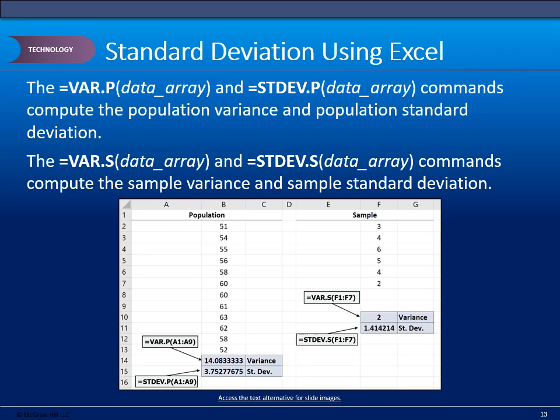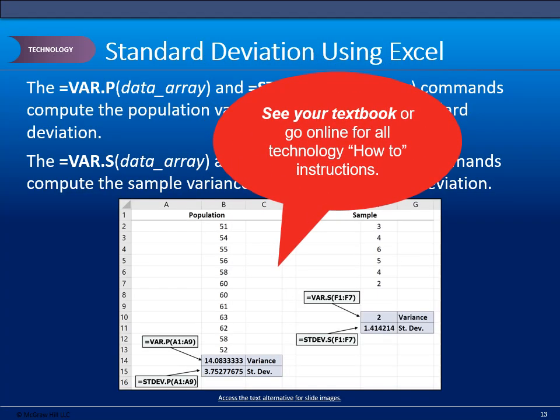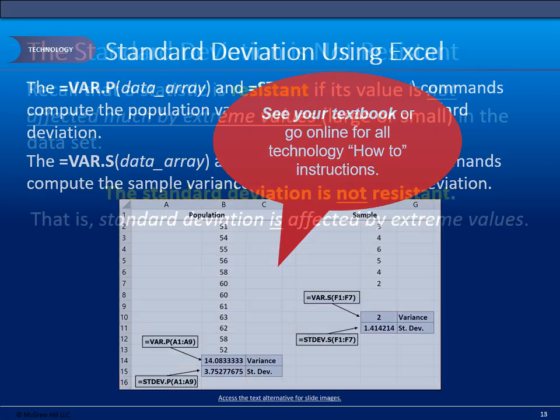Again, I highly recommend you spend some time looking at these again in your textbook. I'm not going to be teaching that specifically, but you have your textbook, you have online, and then you have the homework.